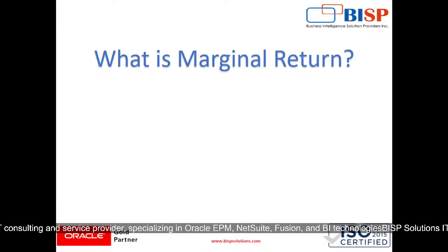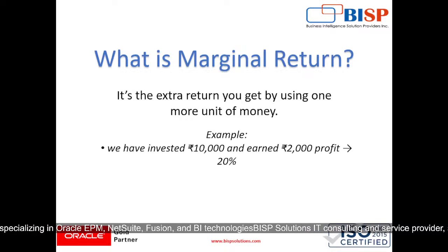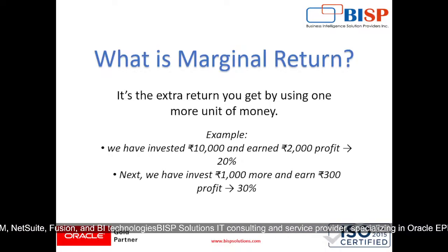So now what is marginal return? So it's the extra return you get by using one more unit of money. For example, we have invested 10,000 and earned 2,000 rupees of profit. So it is like 20% of our investment, right? And next we have invested 1,000 rupees more and earned 300 rupees profit. So 30% will be there, right? So that 30% extra is our marginal return, right?